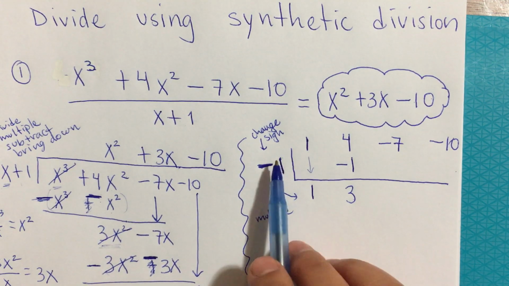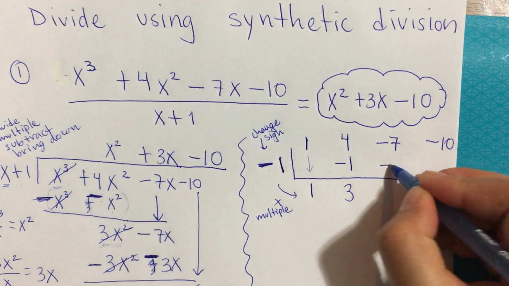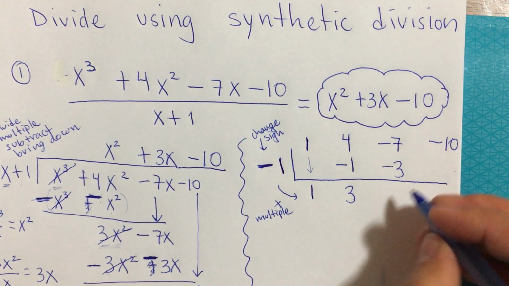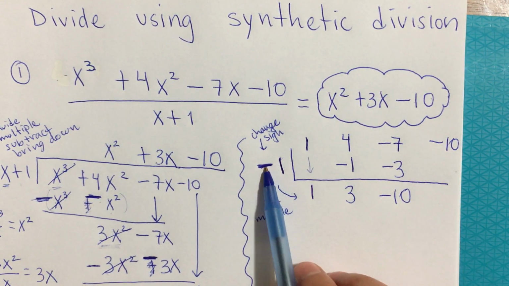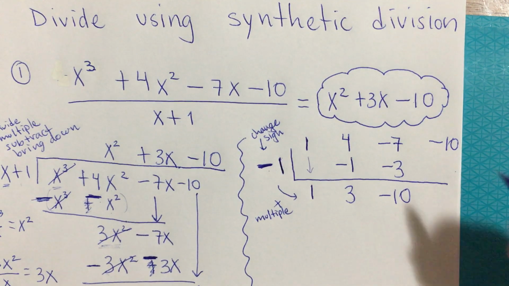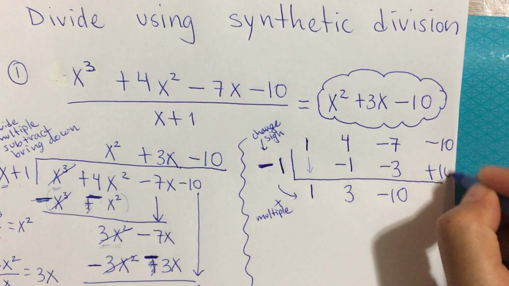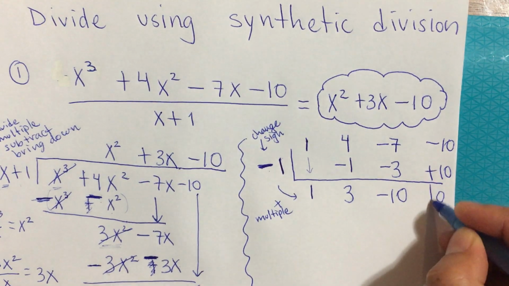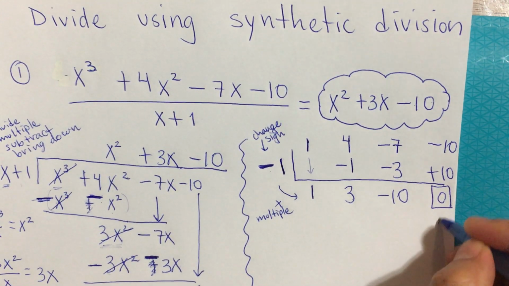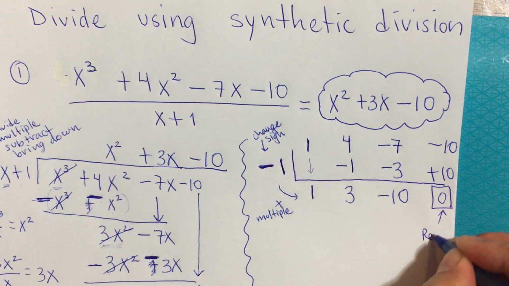We multiply again. -1 times 3 is -3. We add this and it's -10. We multiply again. -1 times -10 is +10. When we add -10 and +10 it is 0, and that's my remainder. Okay, the last one will be my remainder.